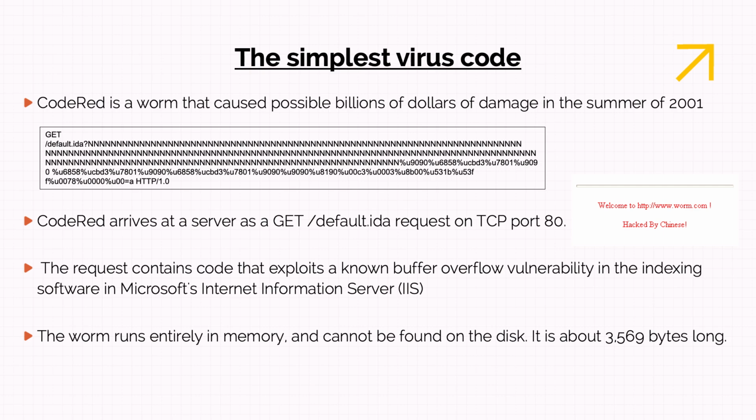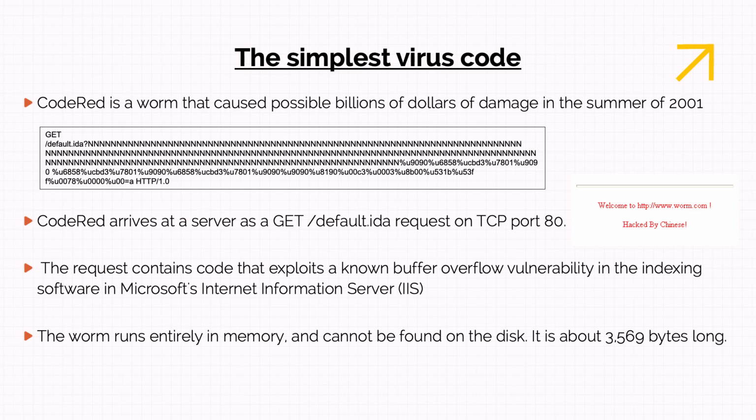And here is quite a simple virus code. Actually, this virus is named Code Red. It is a kind of worm that caused billions of dollars of damage in the summer of 2001. So actually it was about 20 years ago. If you see, the virus is very simple, just one command with a very special string, and it exploits a buffer overflow.